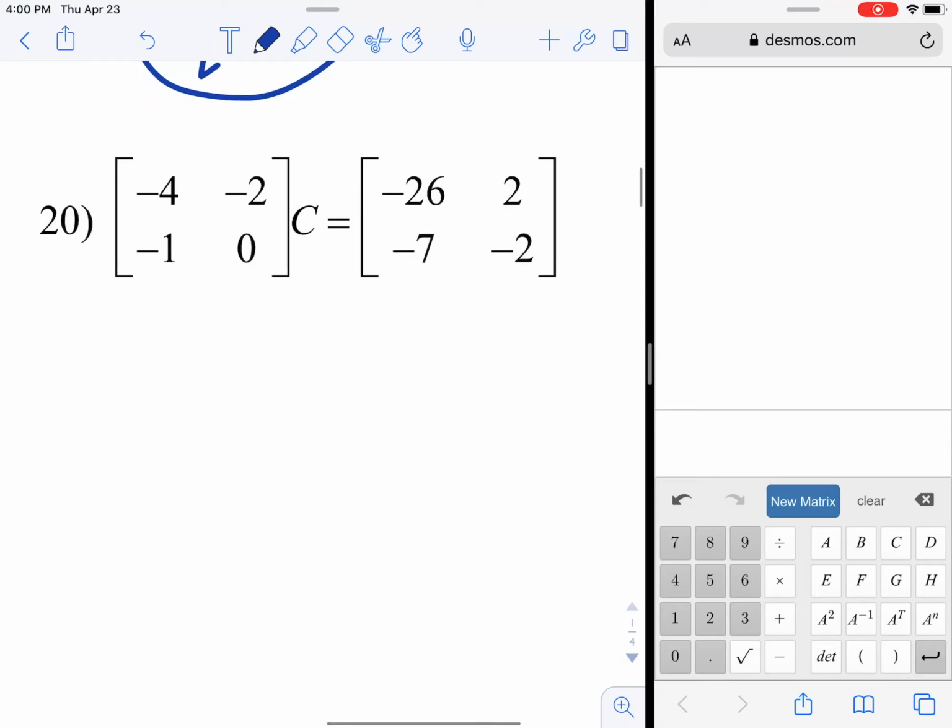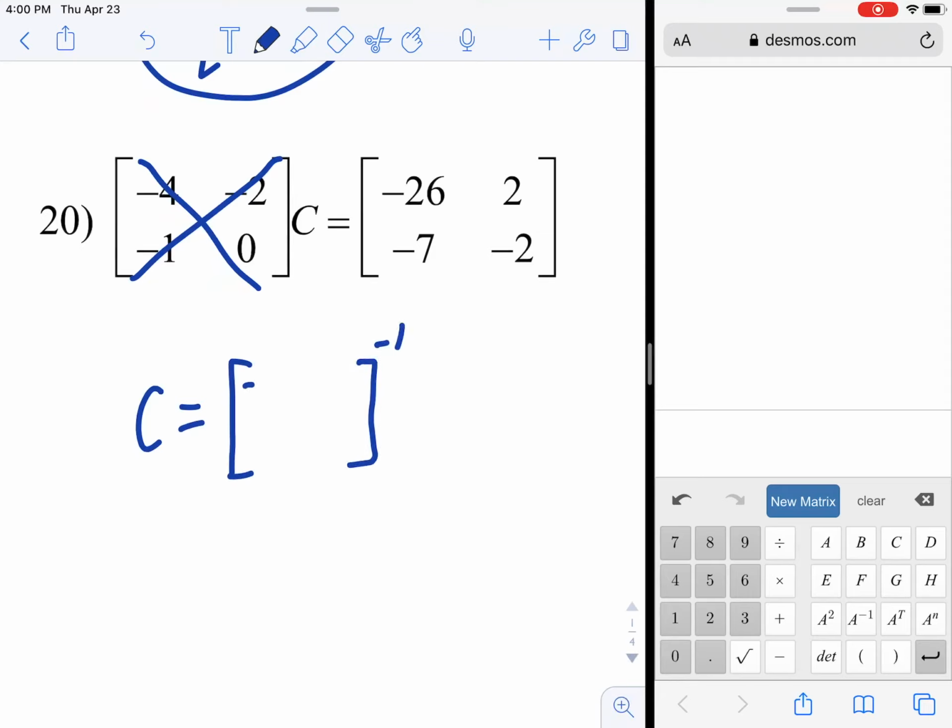All right, number 20. So this we solve using inverses. To cancel that out in front of the c, I need to multiply it on the other side as an inverse. So the inverse of -4, -2, -1, 0, multiplied by -26, 2, -7, -2.